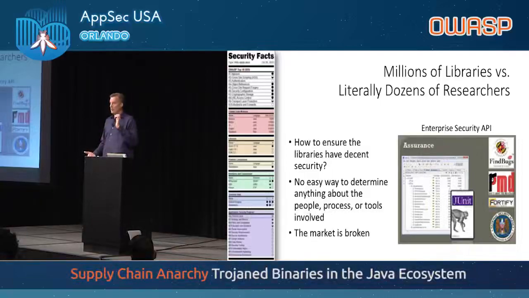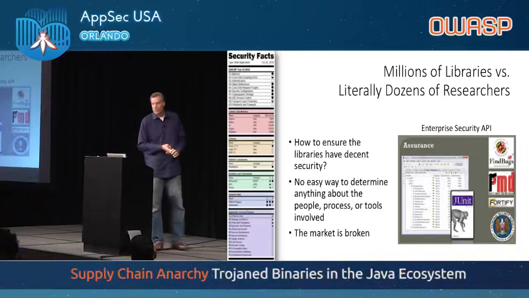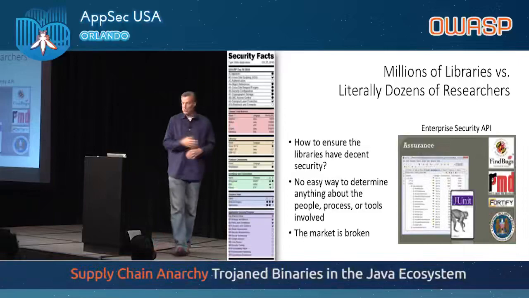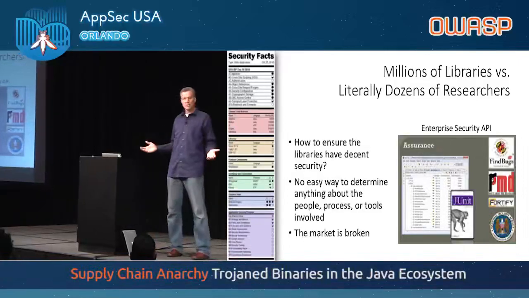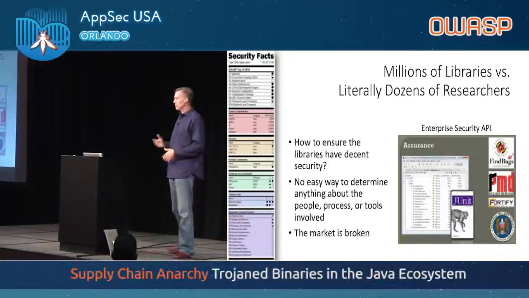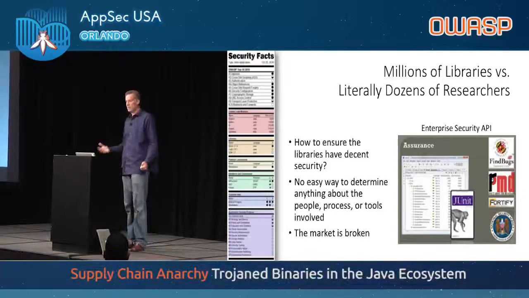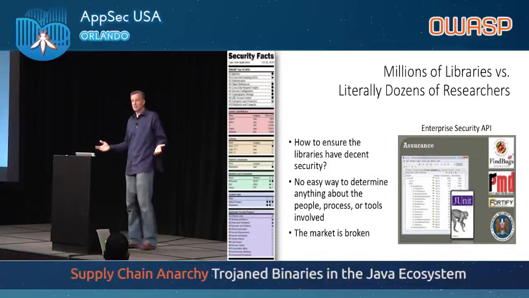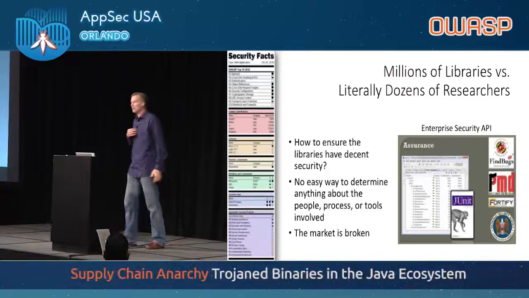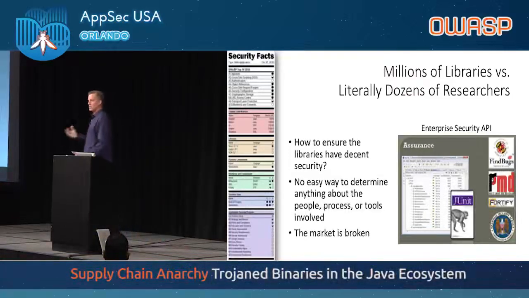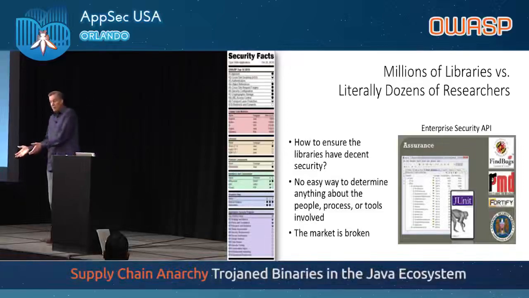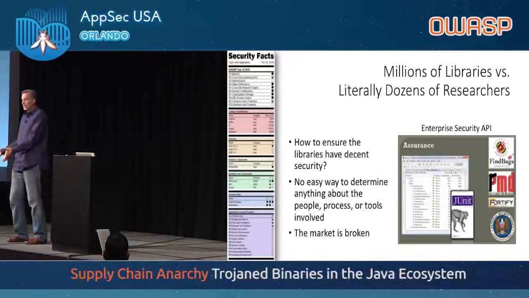I don't know what process was used to build it. I don't know if the developers got secure code training. I don't know if they used any tools to help find vulnerabilities and fix them. I don't know anything about the process that they've used to manage security. I don't know if they've had it third-party reviewed by anybody. There's just none of that information available, and that means I can't make an informed decision about the security of these libraries that I'm trusting my enterprise to.